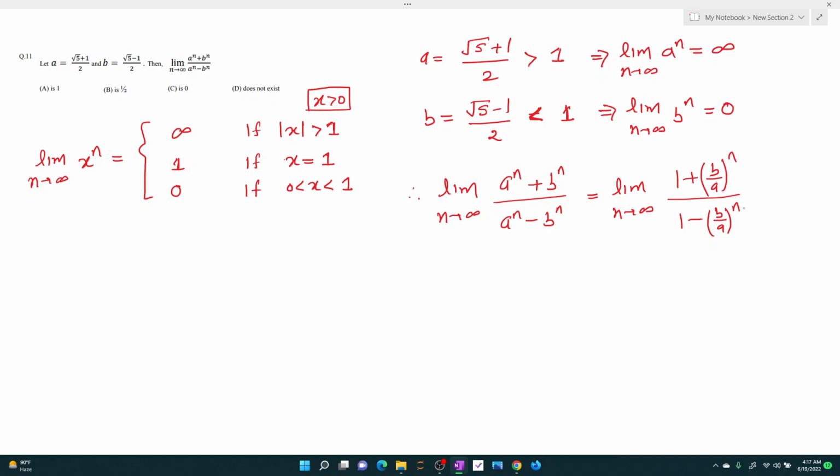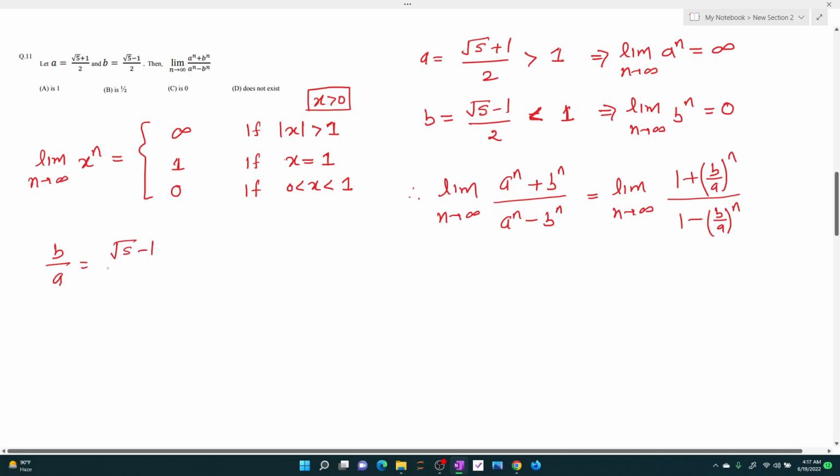Okay. Now, look, what about b upon a? So b upon a is nothing but root 5 minus 1 upon root 5 plus 1, right? So obviously this is going to be less than 1 and positive, right? Therefore this limit, b upon a power n, will become 0, right? So I have 1 plus 0 divided by 1 minus 0 here. So this comes out to be 1 divided by 1, that is 1 only. So I can say that option A is correct.